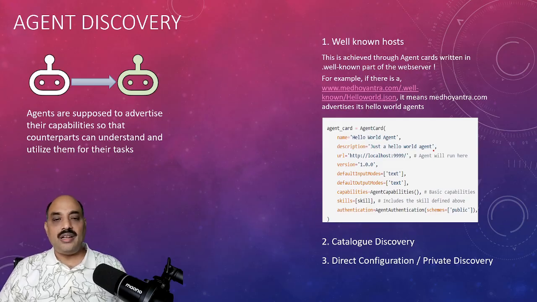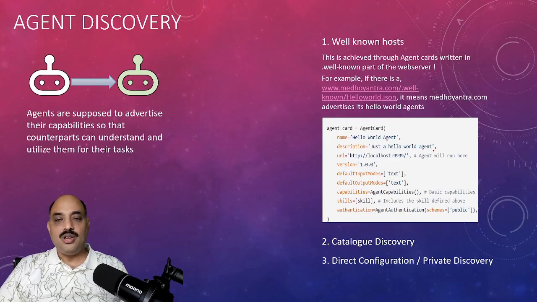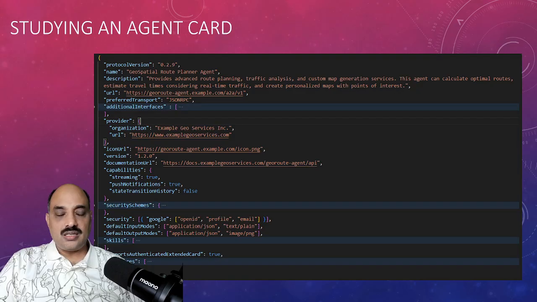The third and the direct way is to directly configure where your agents are. These are your agents. These are your endpoints. Take these endpoints as this. This is like a static discovery. So mandatory agents which are important and which are working as a group or as a team to achieve a business task are usually configured using this direct configuration mechanism.